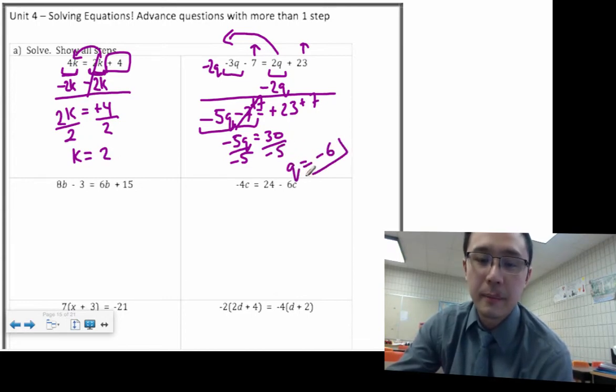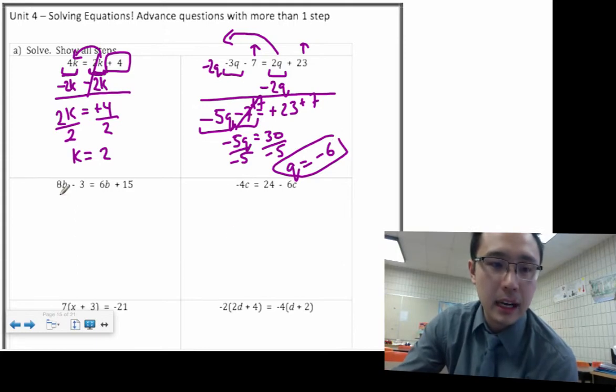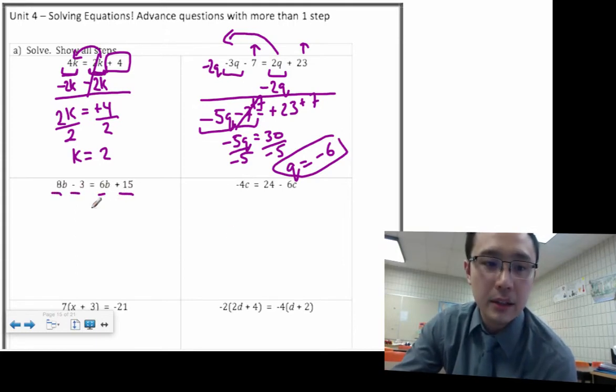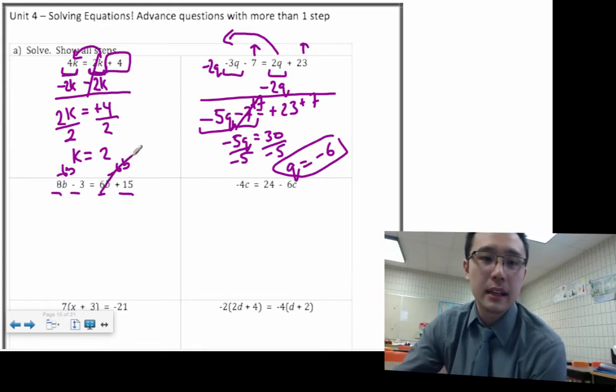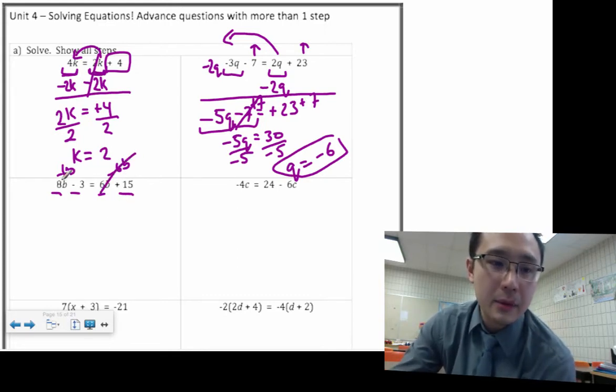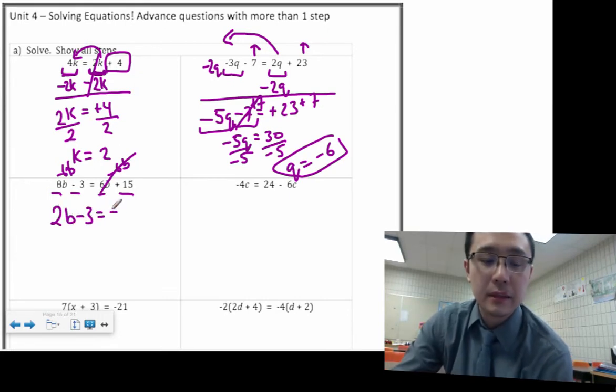Okay. Same thing for this one. I have variables, constants, variables, and constants. Move everything to one side. So subtract 6b, subtract 6b. That gives me 0 on the right side because it gets rid of it. 8b subtract 6b gives me 2b subtract 3 is equal to plus 15.